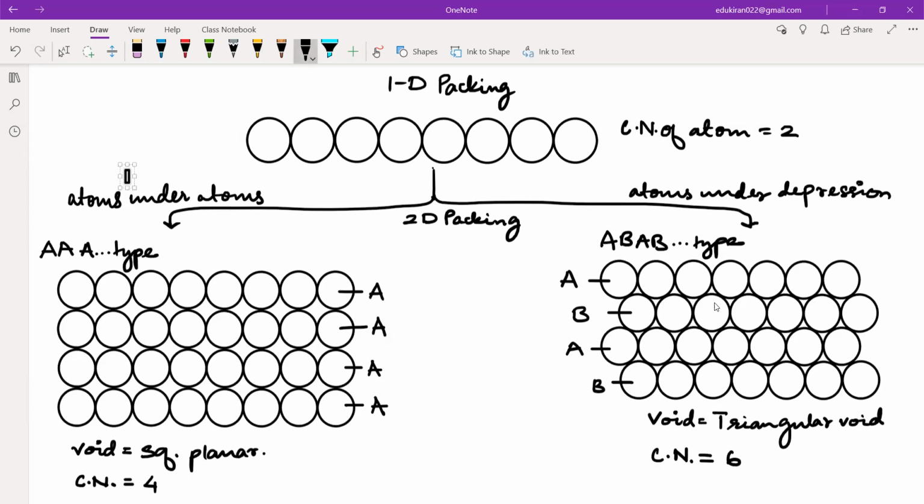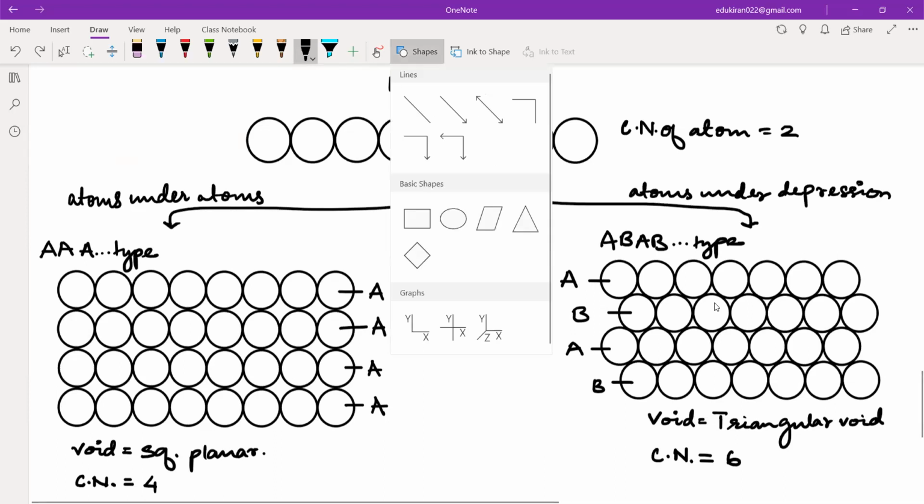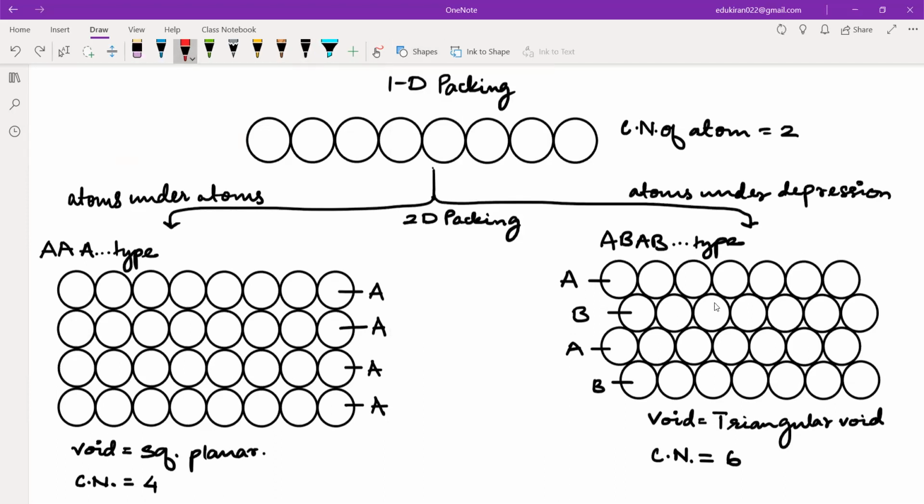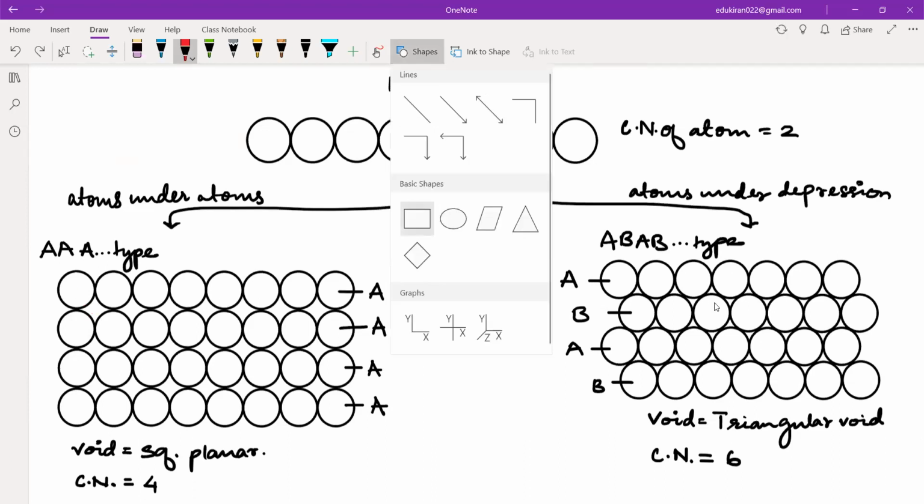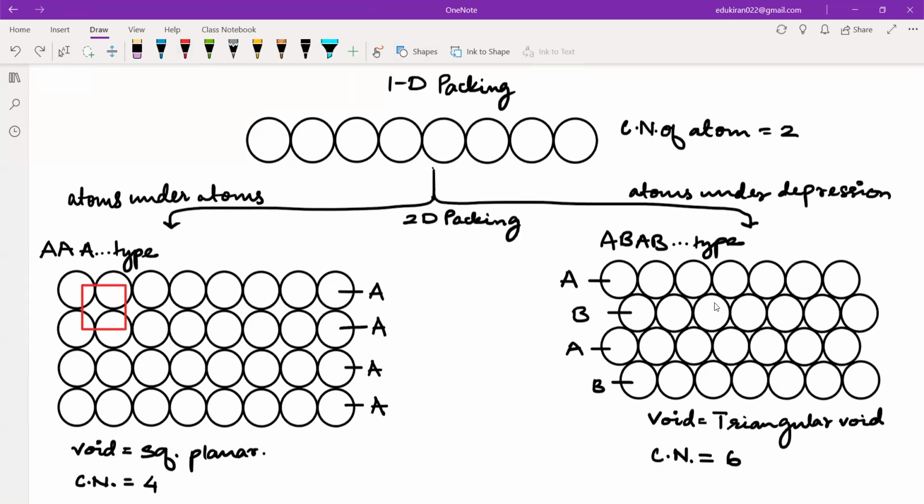If you look at this part, okay. If you look at this red part here, and if I repeat this red part in all the directions, that means I copy paste it sequentially, then I will get the whole packing, correct? Yes or no? Tell me, guys. Yes, Anna.